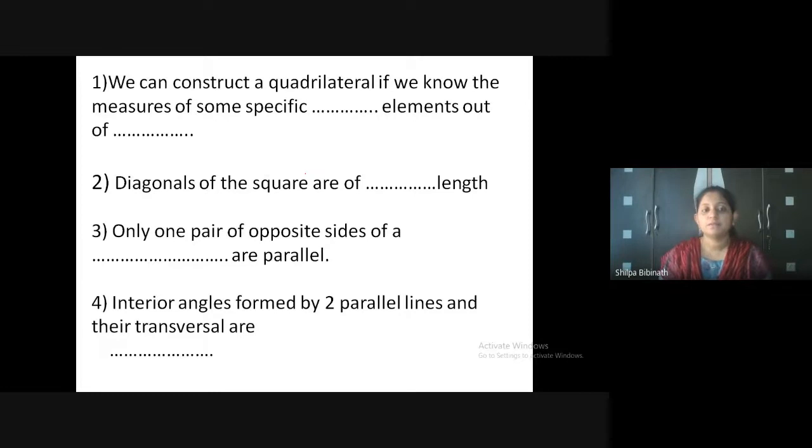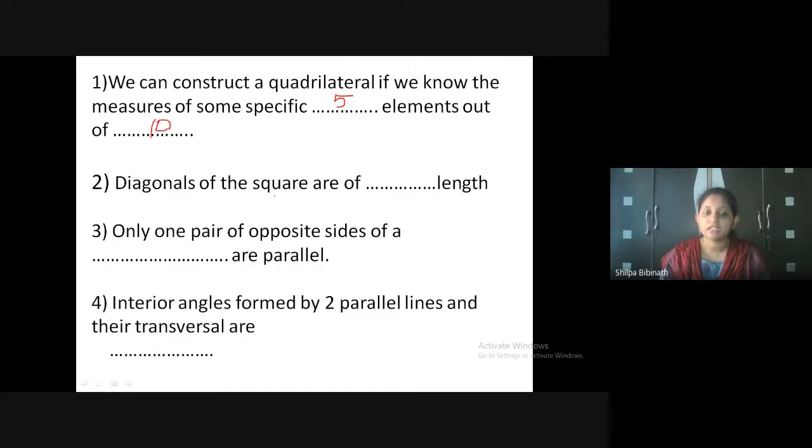Let's fill in the blanks here. We can construct a quadrilateral if we know the measure of some dash elements out of dash. So if we know some specific 5 elements out of 10, we can construct a quadrilateral.